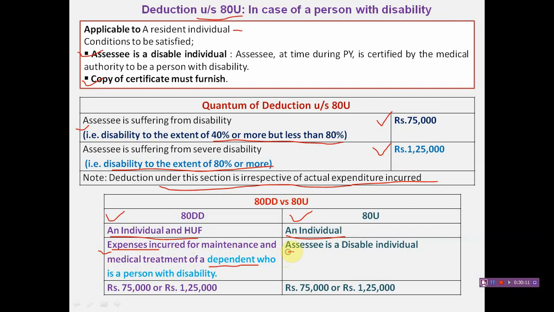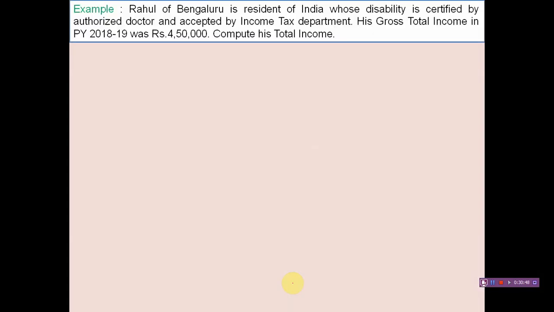but 80U is when the assessee is a disabled individual. If the assessee is a disabled individual and he has incurred expenses for a dependent who is a person with a disability, then an assessee can get a deduction under section 80DD as well as a deduction under section 80U. And the extent of deduction for both the sections is the same, 75,000 or 1,25,000.